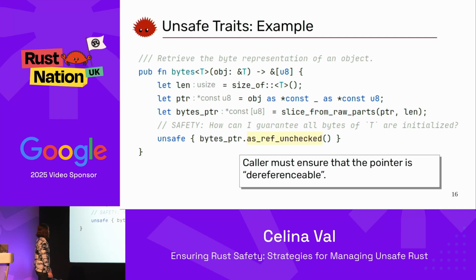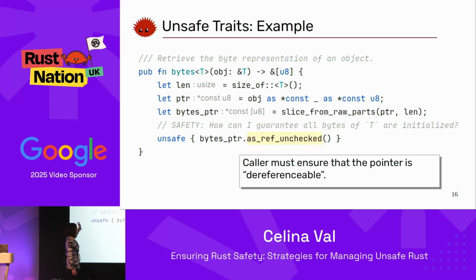I created this dummy function that basically spits out the bytes of your object. So basically, I convert a reference of an object to a reference of bytes. It's a serialization API that allows me to dump the bytes. However, how do I know I'm safe?